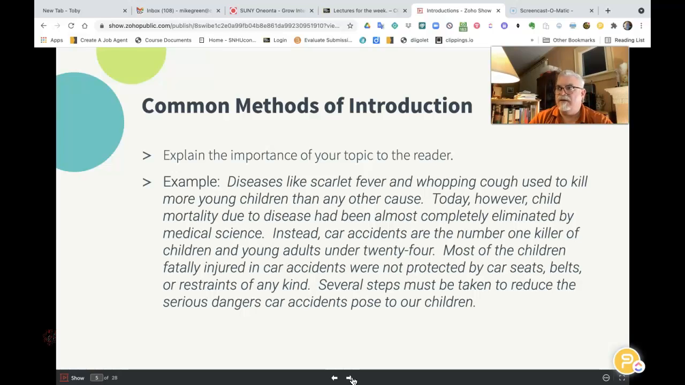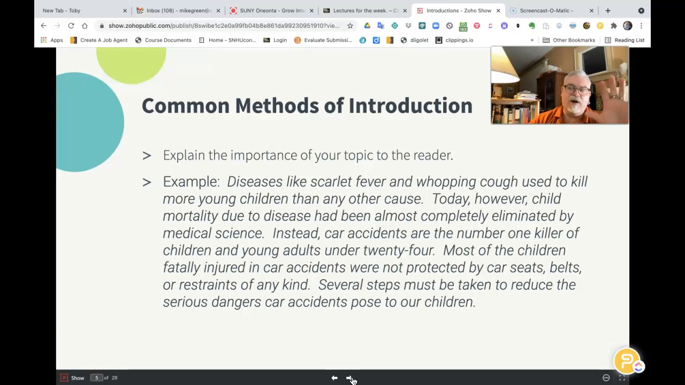Diseases like scarlet fever, okay? This is an important one to think about. Diseases like scarlet fever and whooping cough used to kill more young children than any other cause. Today, however, child mortality due to disease has been almost completely eliminated by medical science. Instead, car accidents are the #1 killer of children and young adults under 24. Most of the children fatally injured in car accidents were not protected by car seats, belts, or restraints of any kind. Several steps must be taken to reduce the serious danger car accidents pose to children.